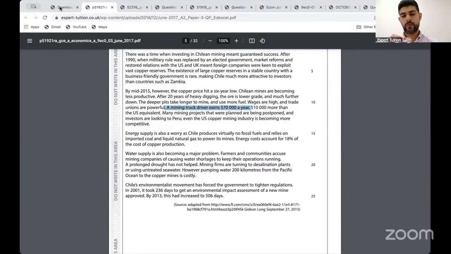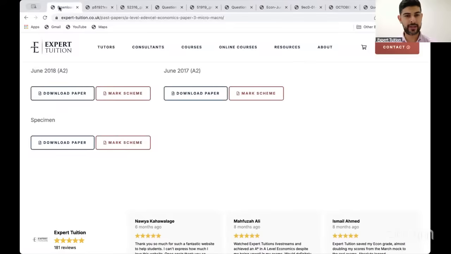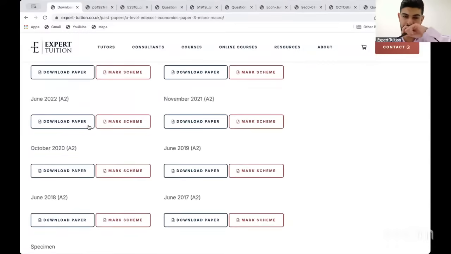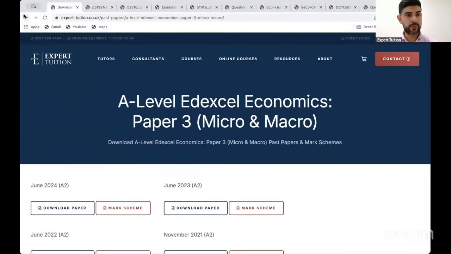And we're going to begin with the 8 marker. 8 markers are normally quite nice or not too bad. This is a horrific 8 marker, and you're going to see why in a moment. So let's go to paper 1.